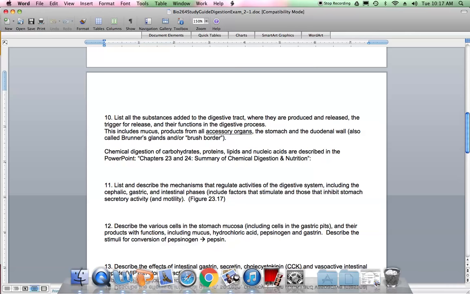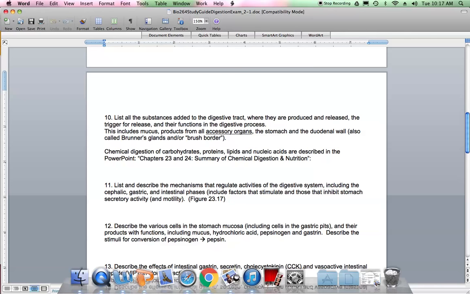Gastric phase is when anything hits the stomach, some kind of a nutrient. Intestinal phase starts in the duodenum, and that's when food begins to enter the duodenum. 12. The various cells in the stomach.